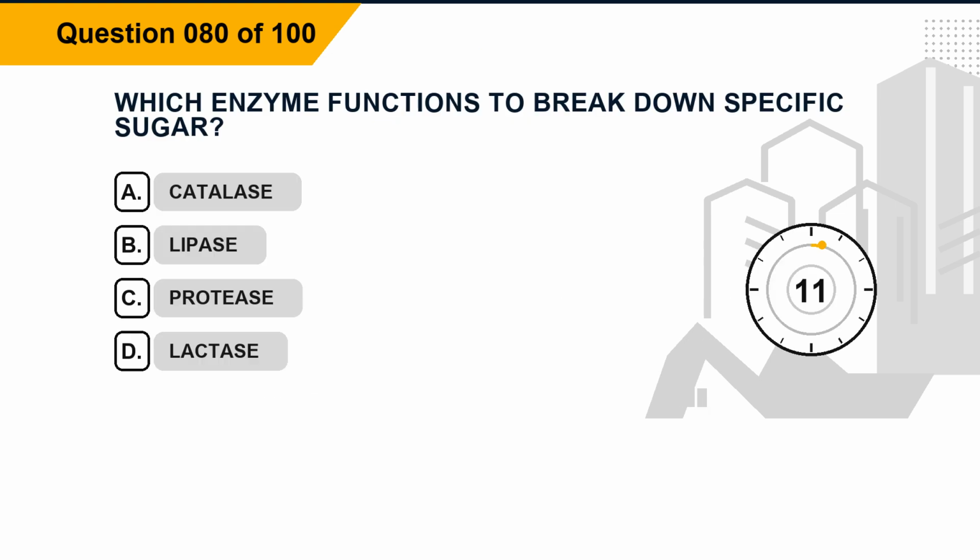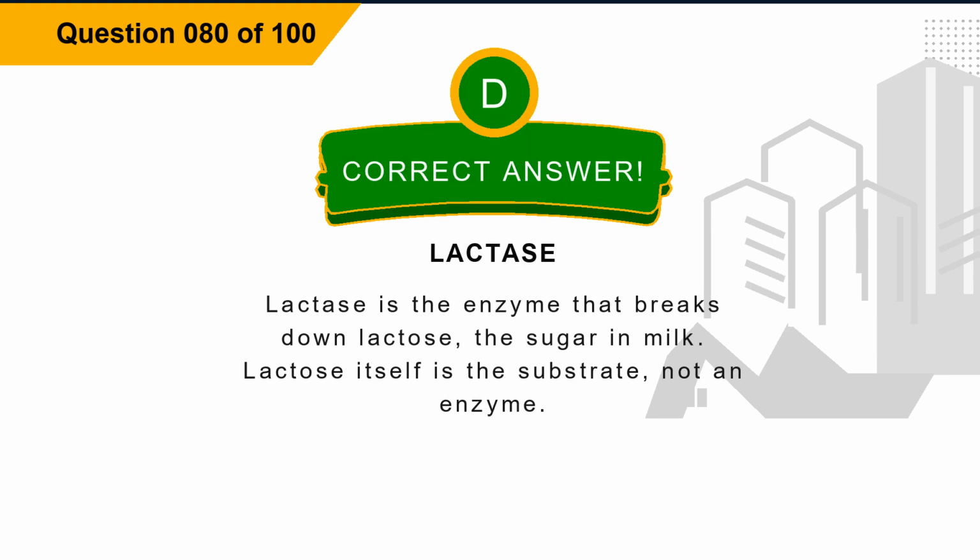Question 80. Which enzyme functions to break down specific sugar? Option A, catalase. Option B, lipase. Option C, protease. Option D, lactase. The correct answer is option D, lactase. Explanation. Lactase is the enzyme that breaks down lactose, the sugar in milk. Lactose itself is the substrate, not an enzyme.